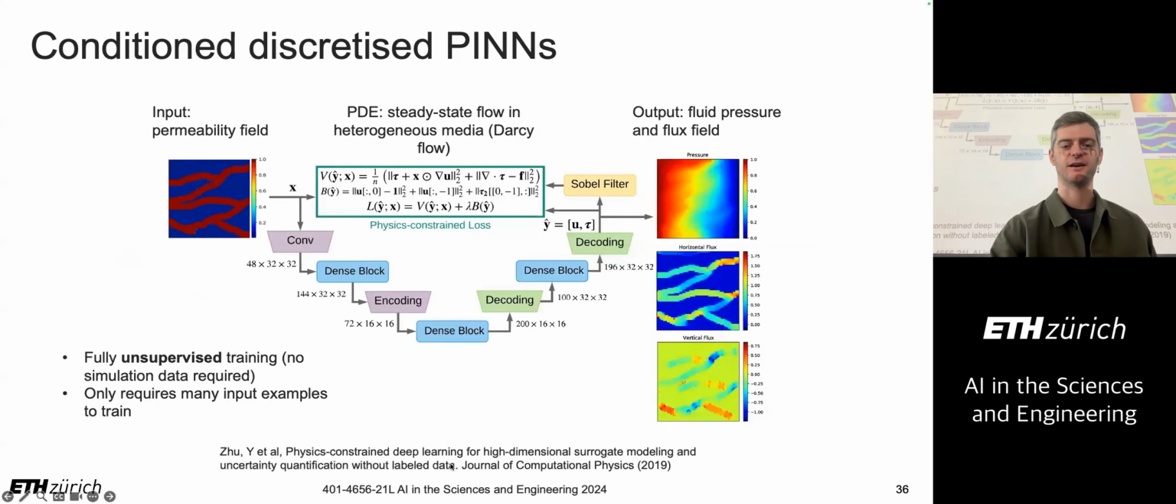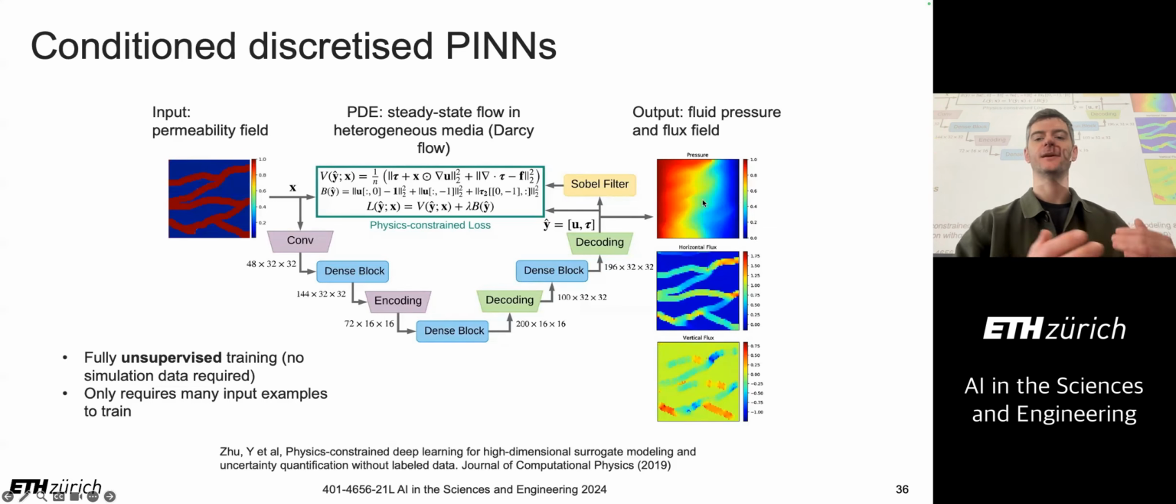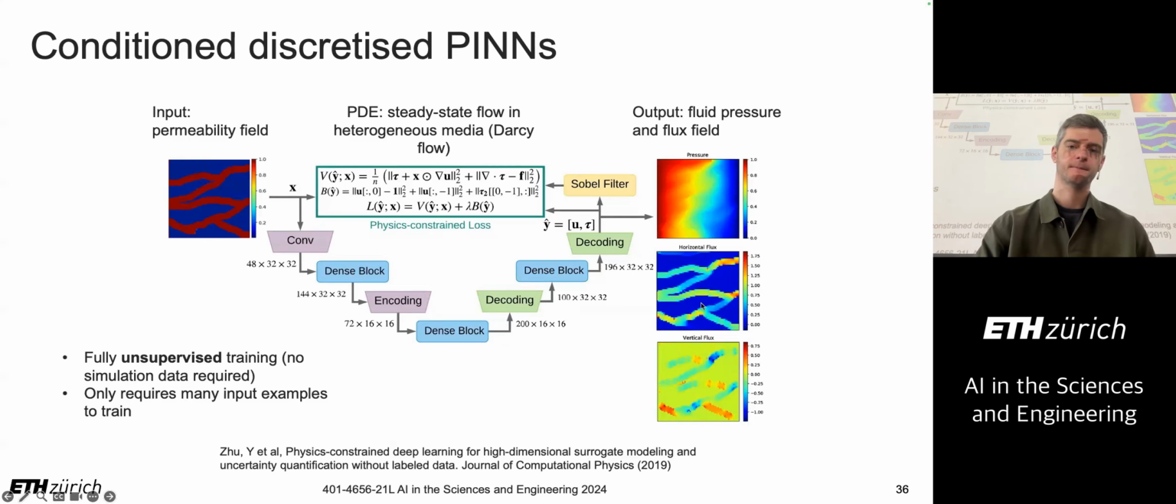So this is one of the main papers that proposes this kind of technique, and it's a very influential paper. You definitely should read it. One of the examples they showed in the paper was doing a conditioned discretized PINN to solve the Darcy flow. So this is, given some porous medium, which could be just a rock with fractures in, for example, can I predict what the pressure is across that media of some fluid going through the media, and what the flux is through the structure of the rock?